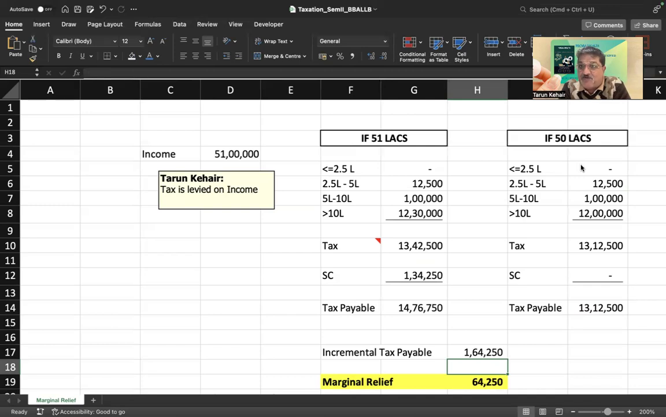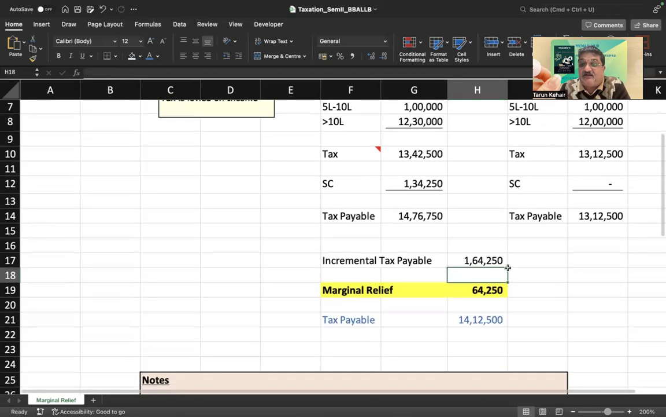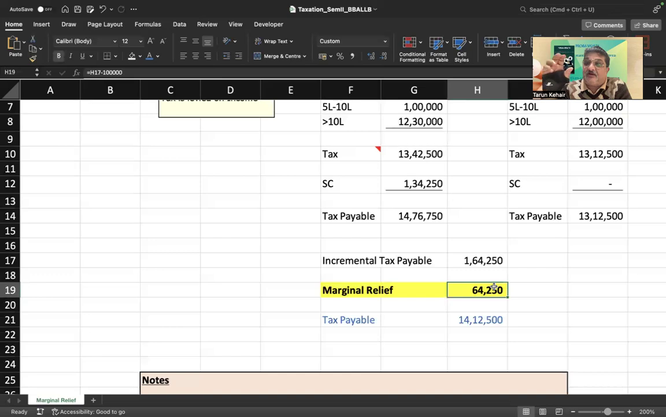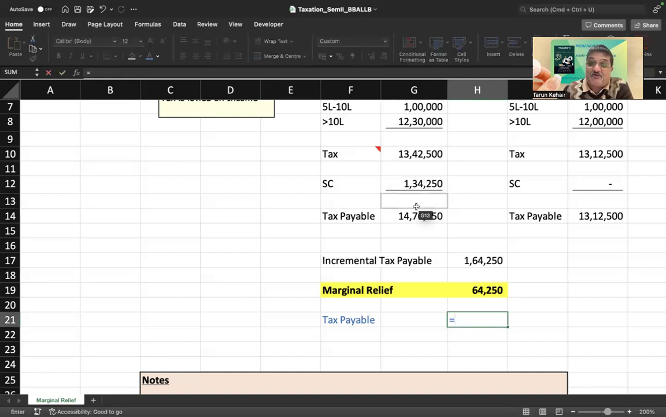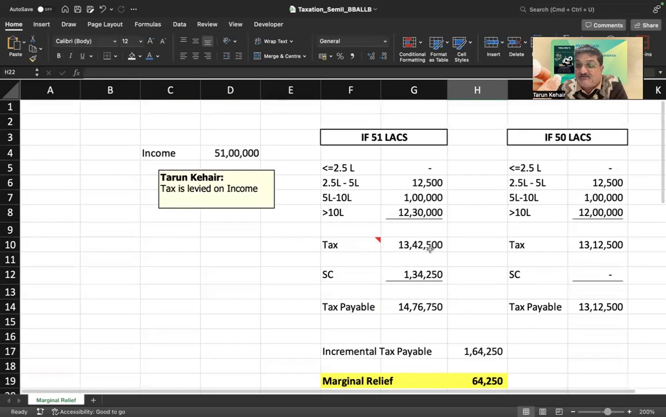Oh my! So to prevent such kind of situations, they have provided the relief, and the relief that you will get will be restricted to the amount by which this delta tax exceeds this delta income, which is 1,64,250 minus 1 lakh, which is 64,250. So the tax payable therefore will be 14,76,750 minus 64,250 of marginal relief, which is 14,12,500 if your income is 51 lakh rupees.